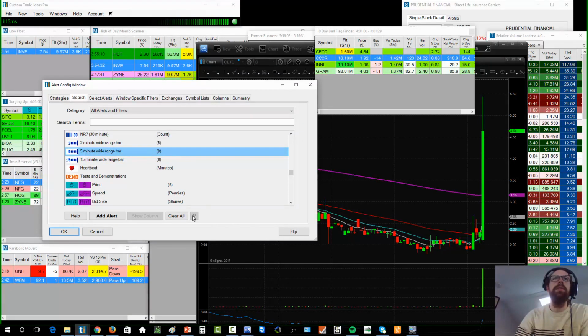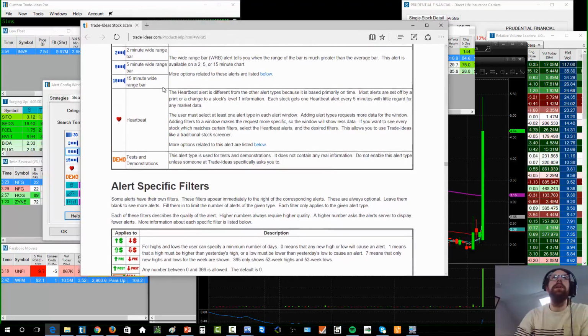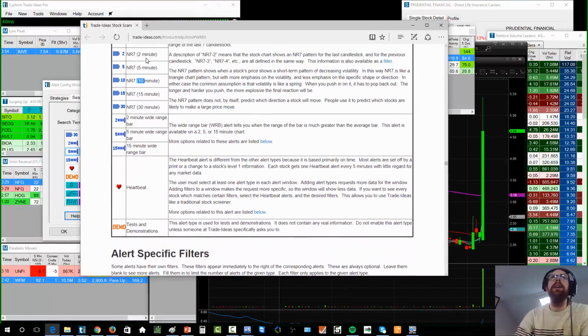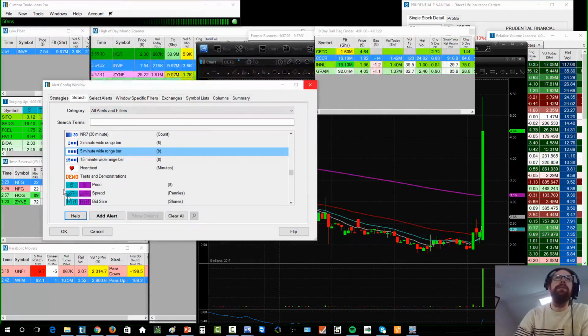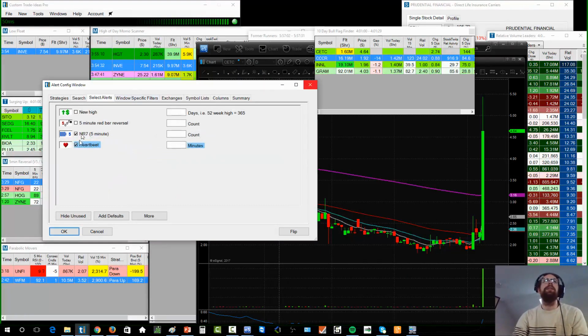Oh, can I do info? Help, maybe. I think this will load the Trade Ideas website. Yeah, it is. Okay, so here we go. So here's Trade Ideas. The NR chart pattern means the last candlestick has the narrowest price range of the last 7 candlesticks. So getting narrower and narrower and narrower. It's not really a flat top. Honestly, it's not really a flat top. That's just consolidation. So let's not use that one. Let's just use Heartbeat. And now let's start working on the filters.